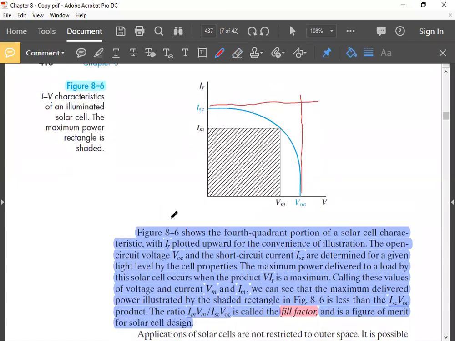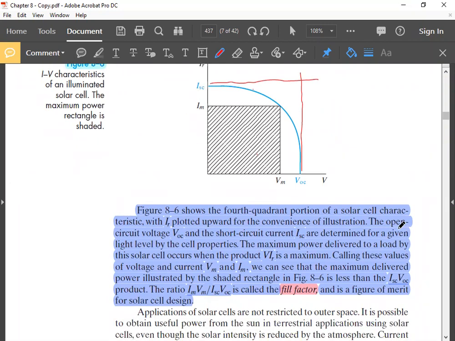This figure 8.6 shows the fourth quadrant portion of the solar cell characteristics with IR plotted upward for the convenience of illustration. So as I told you, this IR was negative in the diode characteristics, but in solar cell characteristics it has been considered as positive. The open circuit voltage VOC and the short circuit current ISC are determined for a given light level by the cell properties. And I have already talked about VOC, ISC in the last class.